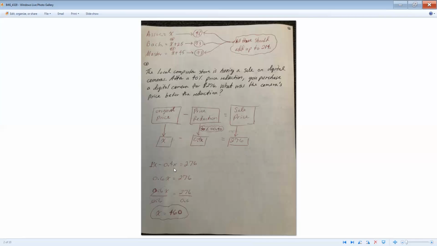When you go to solve, be careful here. 1 is in front of this x. So when you go to combine your like terms, that's 1 minus 0.4, which would be 0.6x. Then divide by 0.6 on both sides. Your original price would be $460.